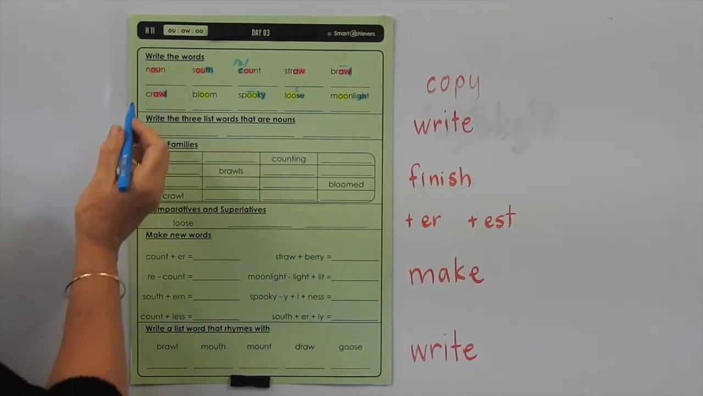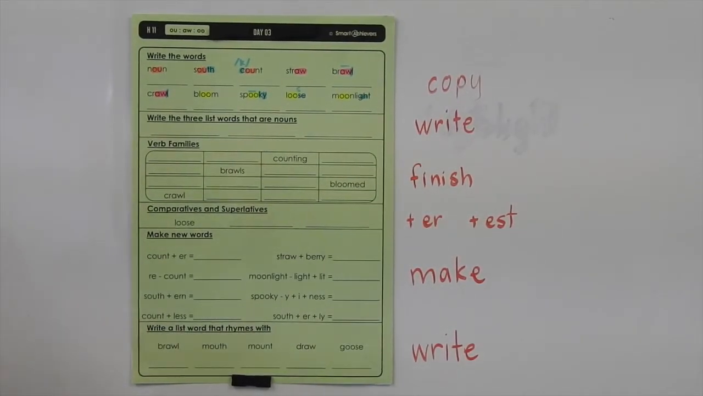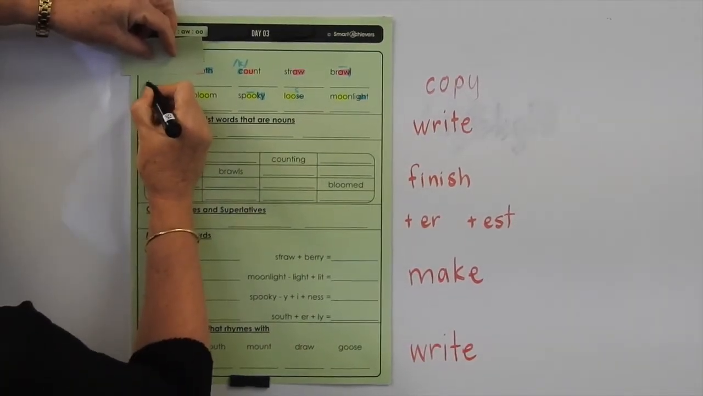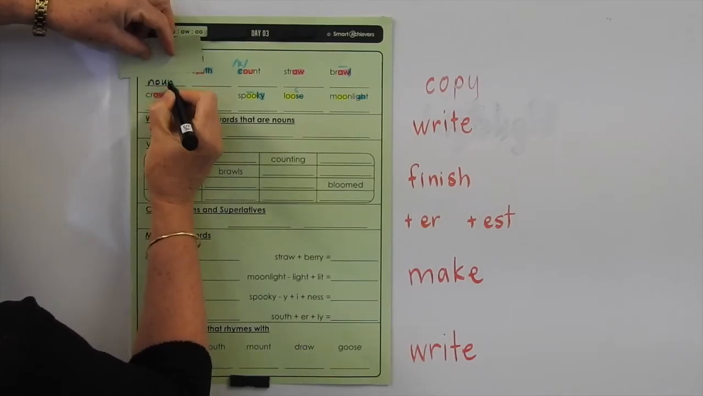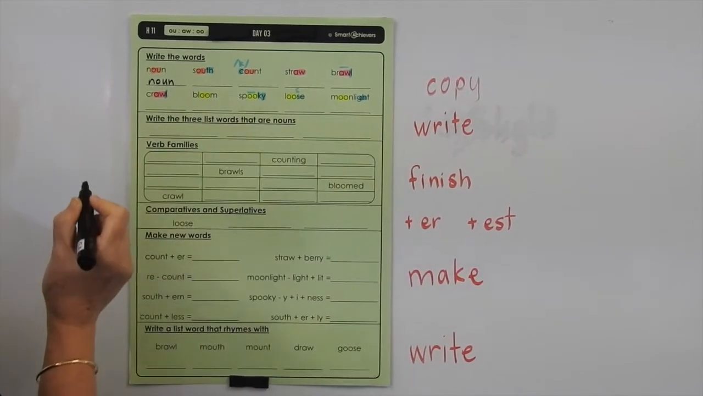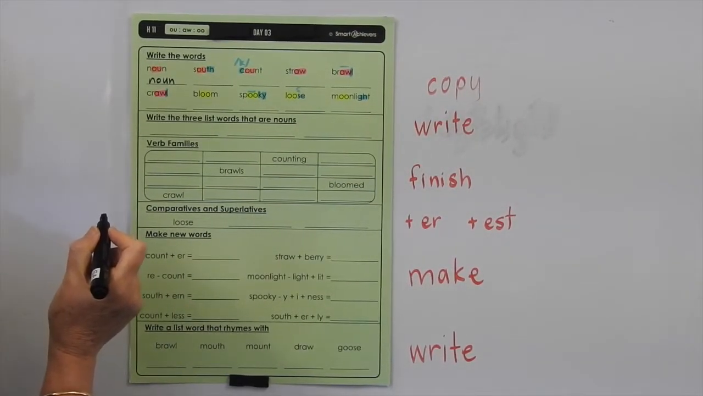Okay, so read the word, sound the word, spell the word and write it. We've got noun, owl, N-O-U-N, cover it and write it. And you can work out how to do the rest of them. Write 3 list words that are nouns. Nouns are the name of people, persons, places, things or ideas.